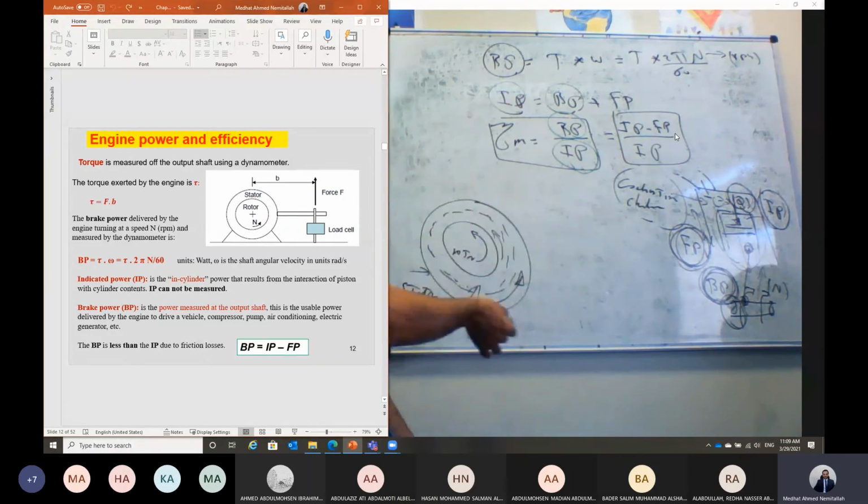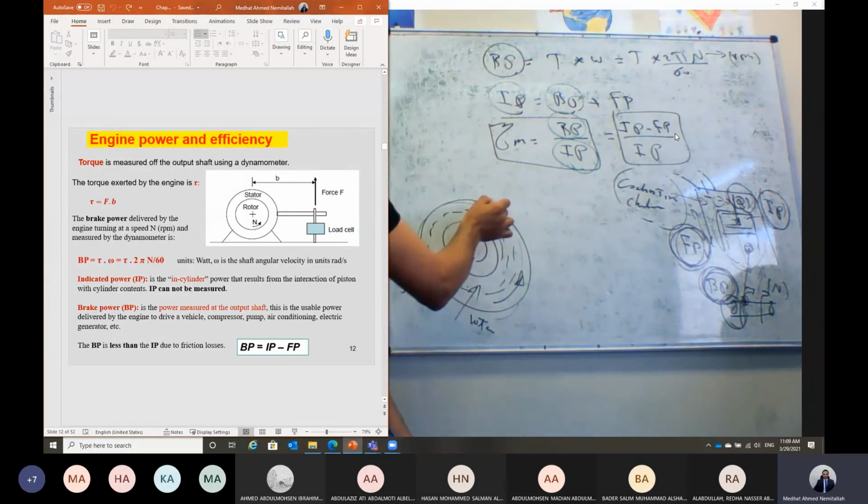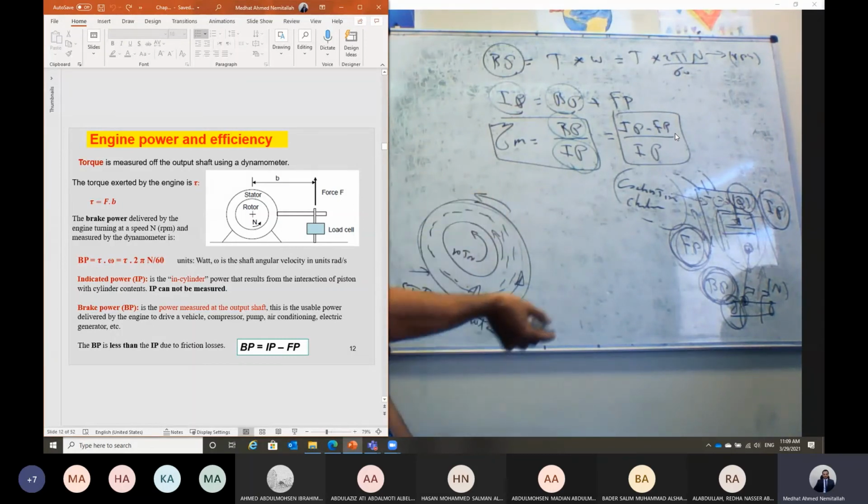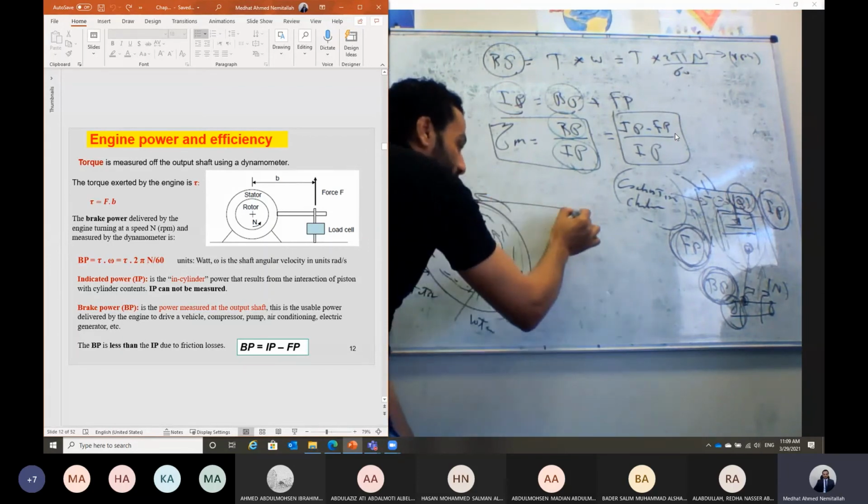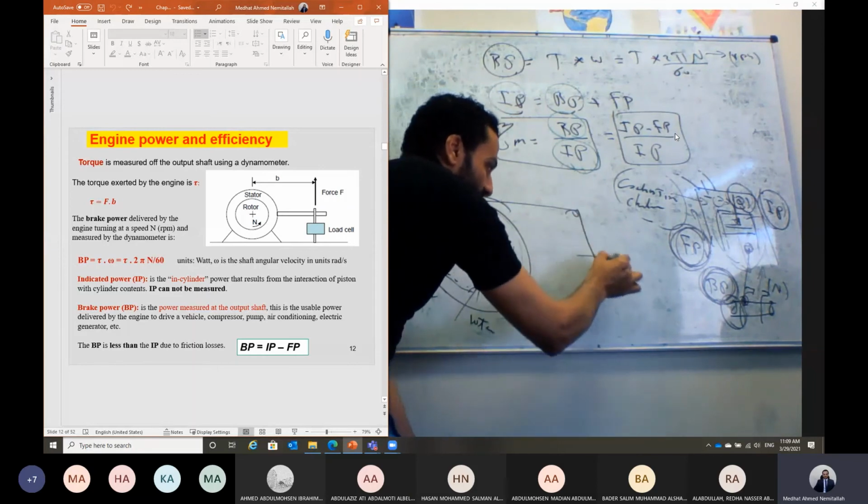It will try to what? It will try to rotate. And this outer drum is free to move. It is not rotating, but it is free to move. So what will happen to the outer drum? It will try also to what? To rotate.